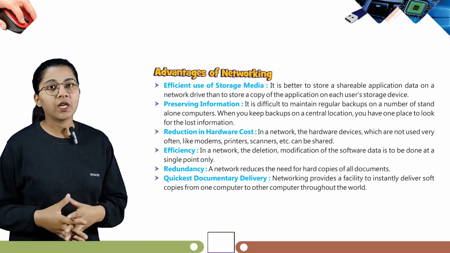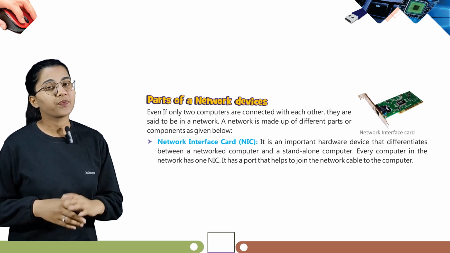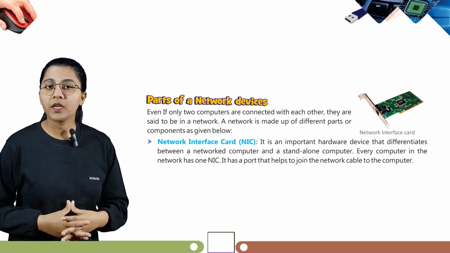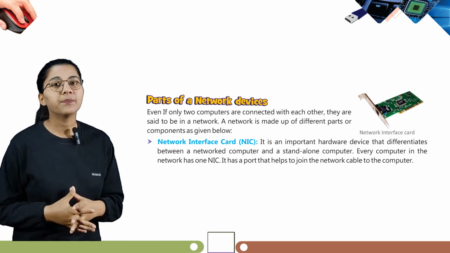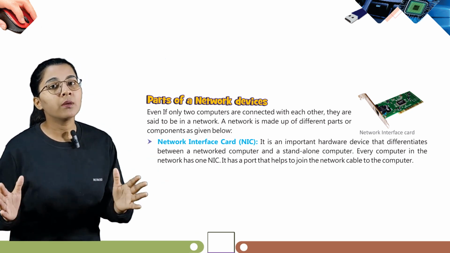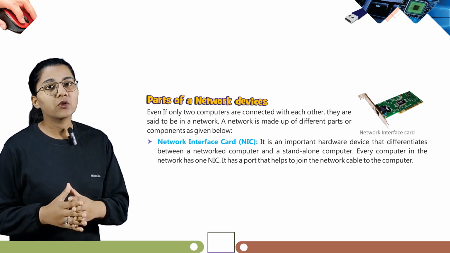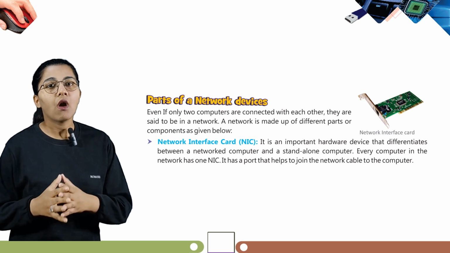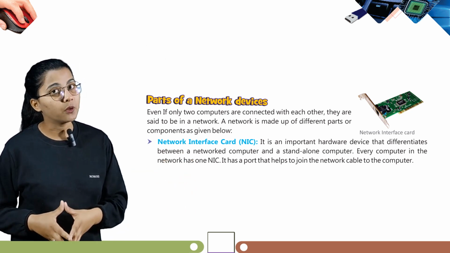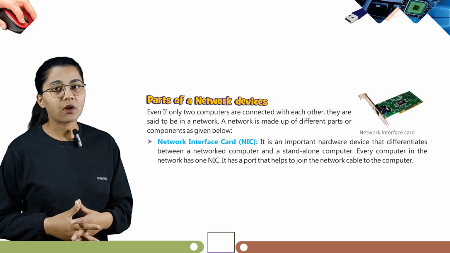Now let's start our new topic, that is parts of network devices. In this topic, we are going to learn about what are the parts of the network devices. So let's start. Even if only two computers are connected with each other, they are said to be in a network. A network is made up of different parts or components as given below. Now, let's learn about the different parts and components of network.